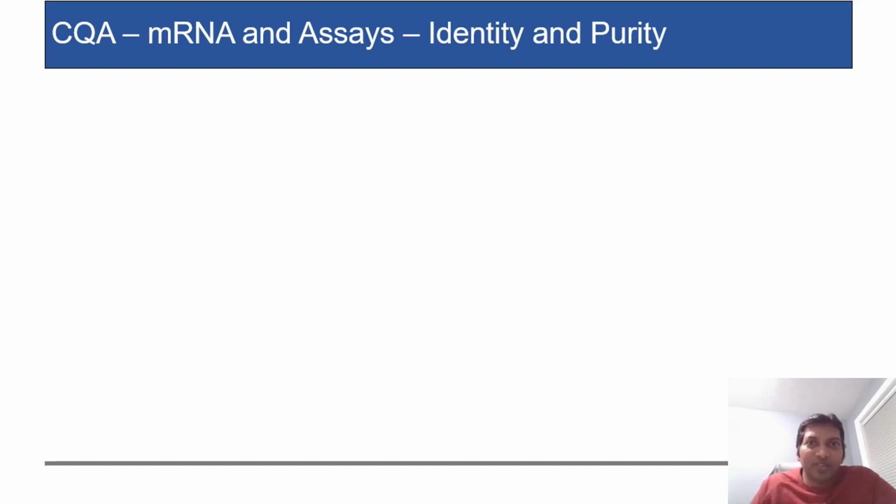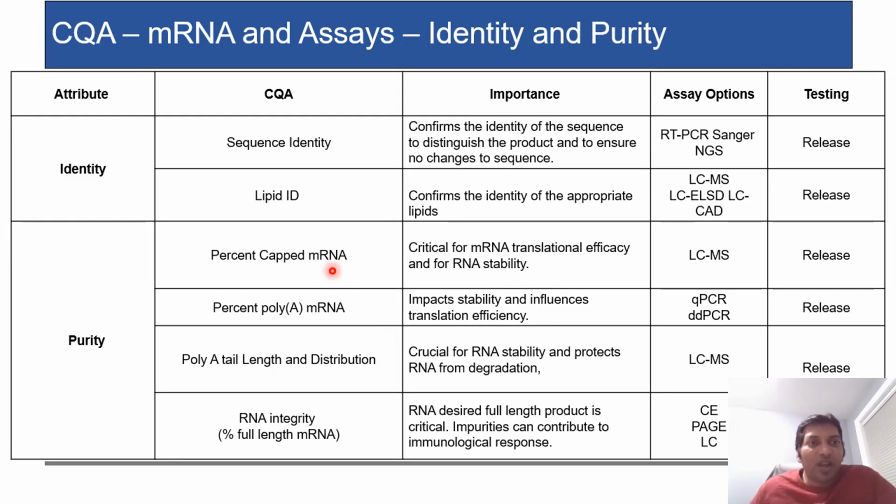So we can start off with identity and purity. The attribute identity ideally comes from two places. One would be sequence identity, which is like an mRNA. You have an mRNA, and you just want to be sure that whatever mRNA you are packaging is the same sequence identity. It's very important that you don't have changes or mutations in the sequence. So you ideally use reverse transcriptase PCR or next-gen sequencing.